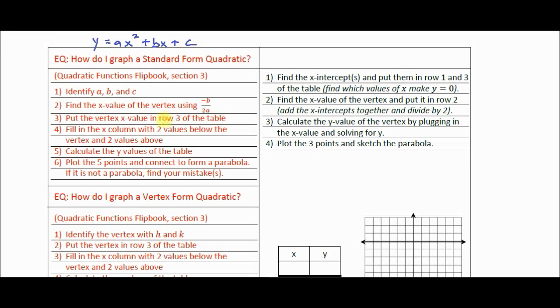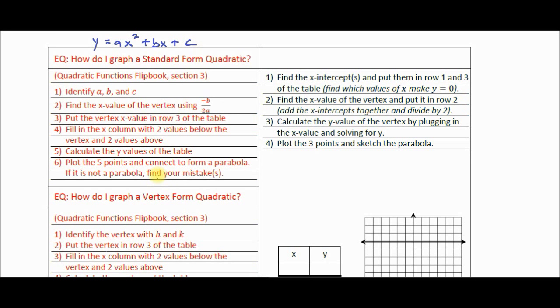The next step is to put the x value of the vertex in row 3 of your table. Then fill out the x column with 2 values below the vertex and 2 values above. Then calculate all of the y values in your table, and now you have a table of 5 points on your parabola. You can then plot those 5 points and connect them to form your parabola. And of course, always check, class, if it doesn't look like a parabola, or one or more points don't look like they fit a normal parabola shape, go back in the table and find your math mistakes.